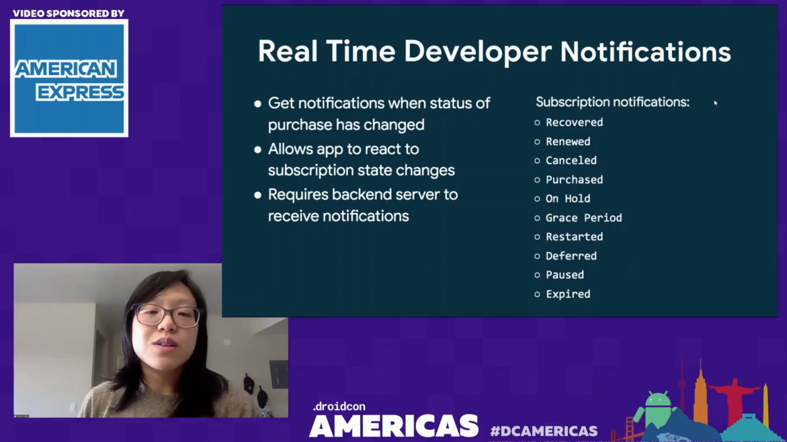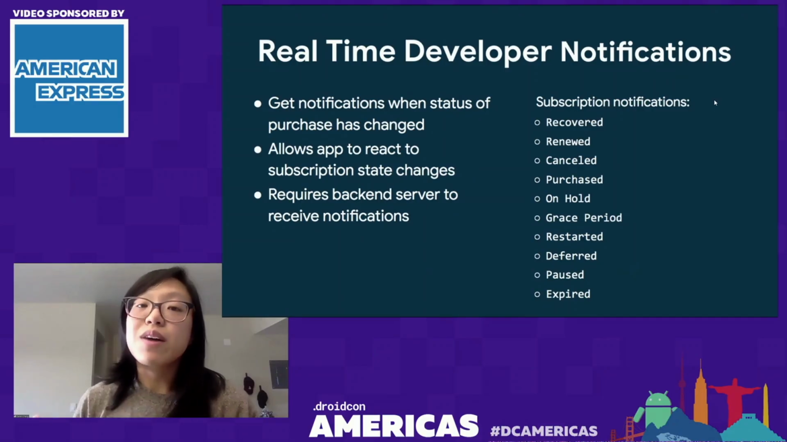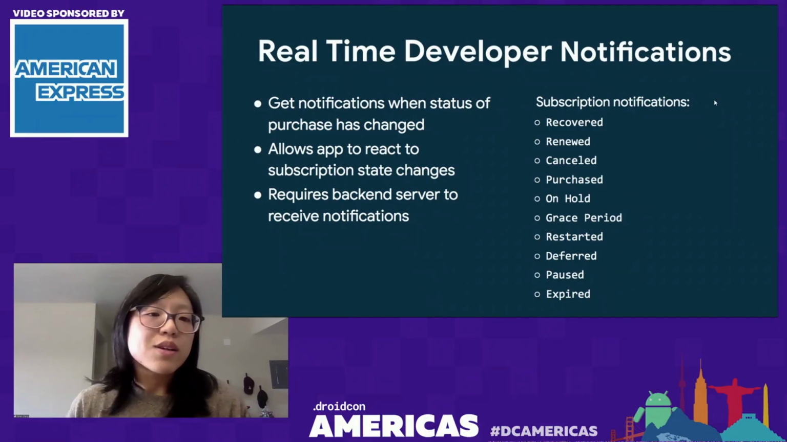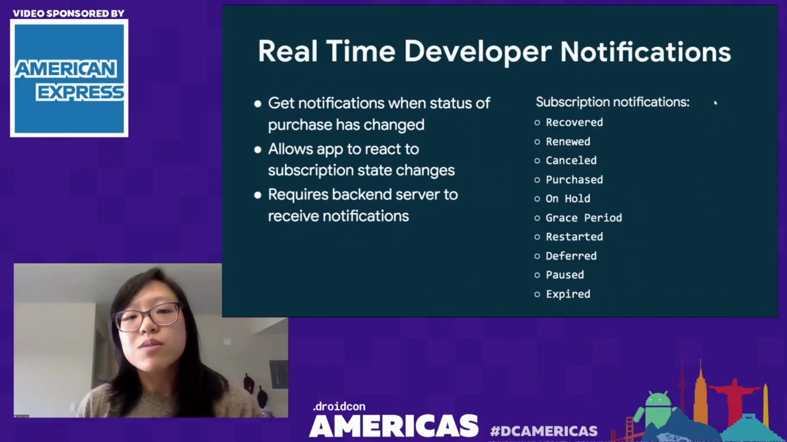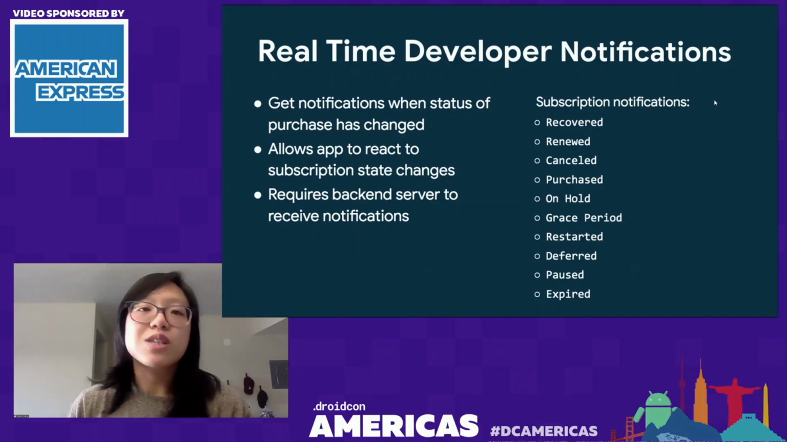So these are all different states that are possible for a subscription to be in. And if you're only handling whether the user has a subscription or not, that's totally fine. But if you really want to take advantage of trying to bring back users who may be losing their subscription soon, and you really want to know exactly what kind of state a subscription is in, you really have to implement real-time developer notifications. The con of this is implementing real-time developer notifications does require you to have a backend to actually receive these notifications.